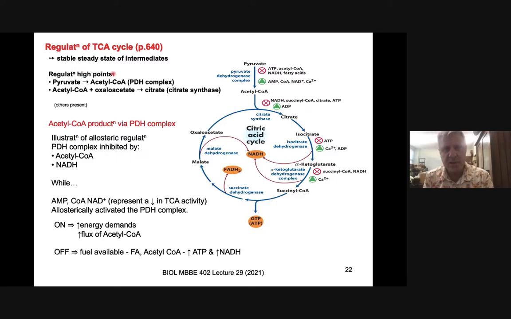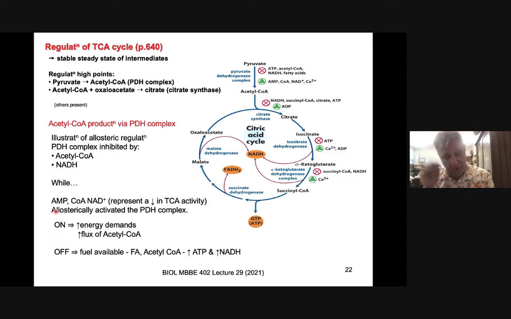So the regulatory high points within the TCA cycle are going to be the pyruvate to acetyl-CoA through the pyruvate dehydrogenase complex, and basically the acetyl-CoA and the oxaloacetate condensation reaction through the citrate synthase. So they're the key components really in regards to regulation. So we see allosteric regulation being really dominated in the pyruvate dehydrogenase complex by the health of the cell in regards to the acetyl-CoA concentration circulating as well as the NADH.